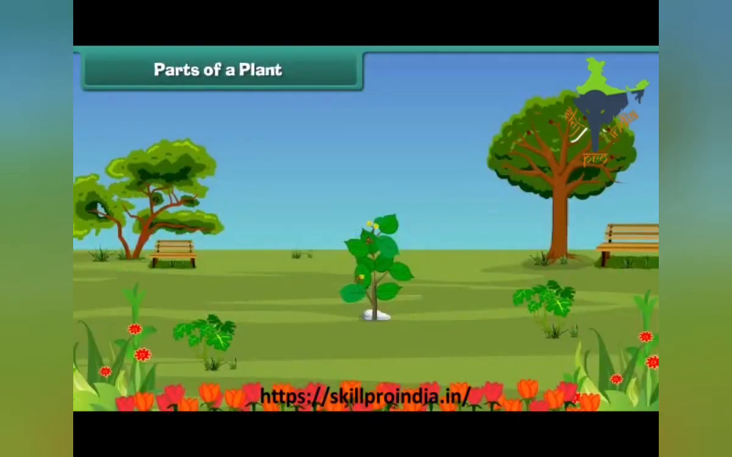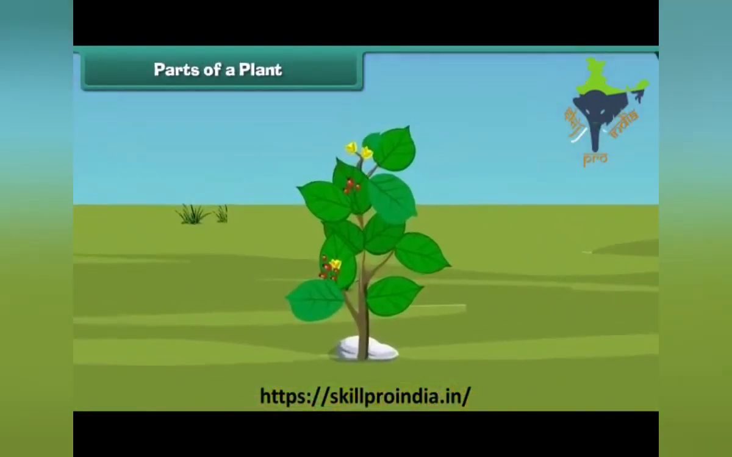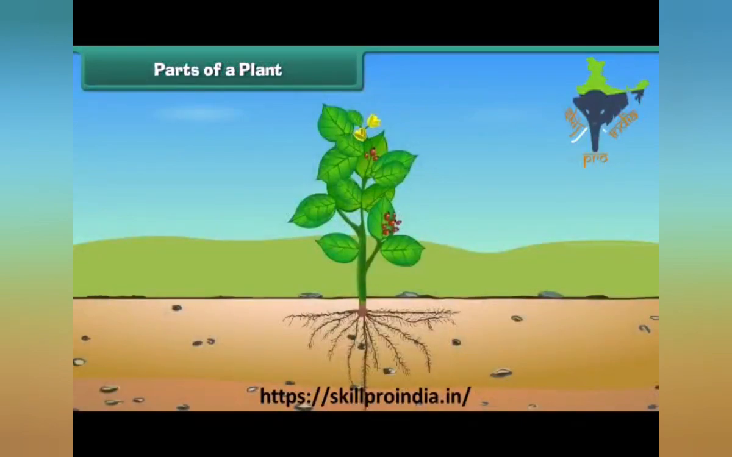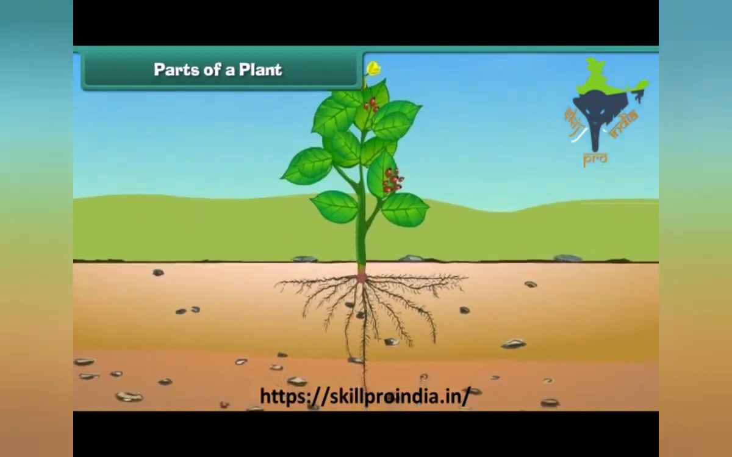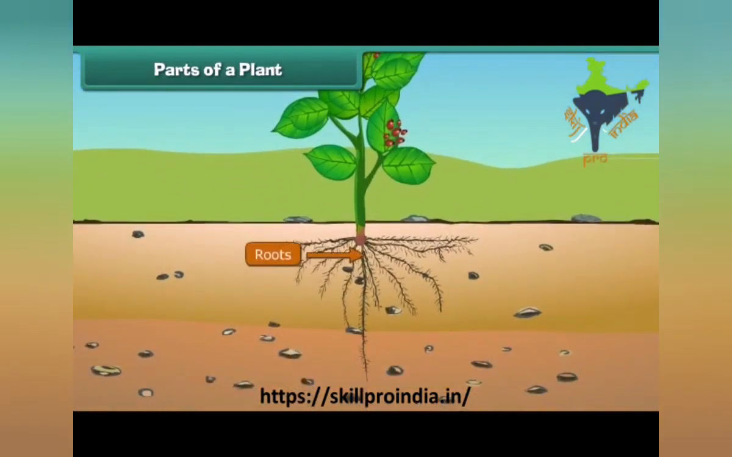Friends, let us discuss various parts of a plant. The main parts of a plant are roots, stem, leaves, flowers, and fruits. Let us know them one by one in more detail. Roots are the lower part of a plant. They grow in soil and help the plants to get water and minerals from the soil.